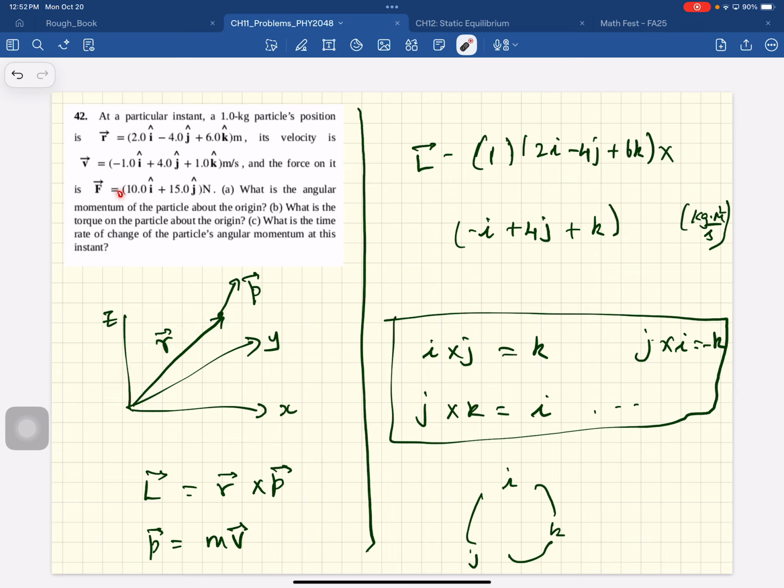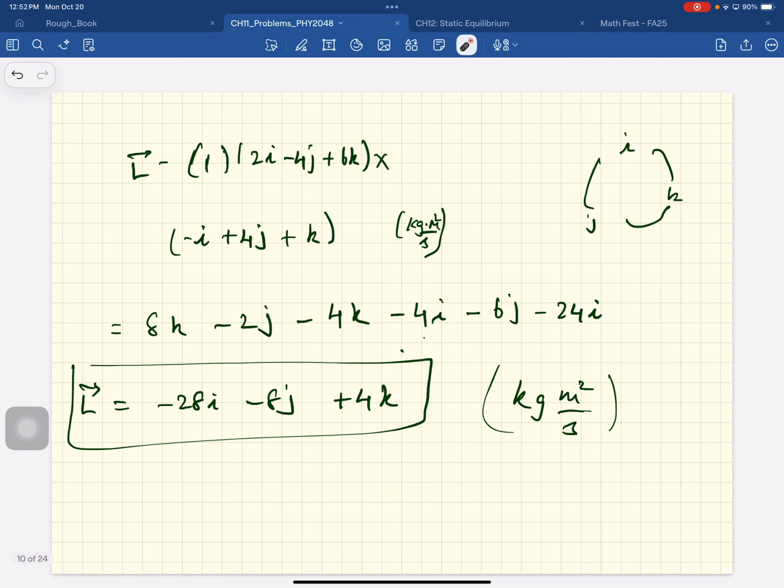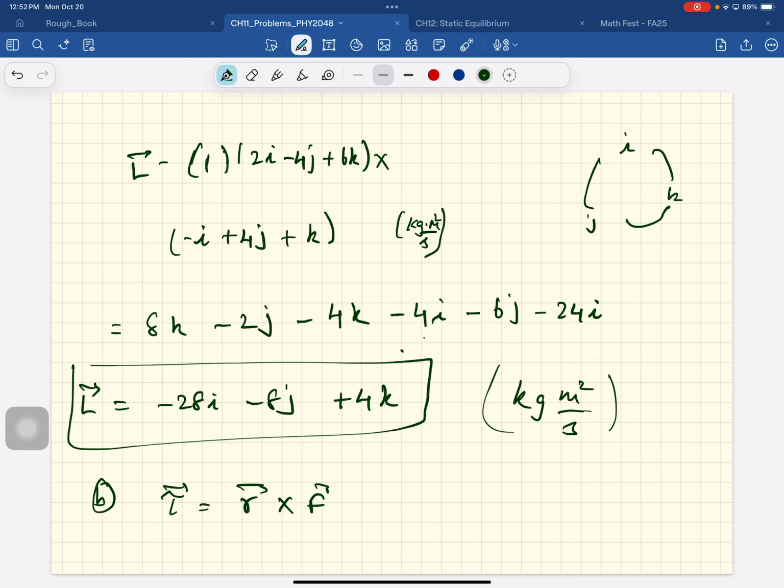What is the torque on the particle about the origin? There's a force acting on this particle, and we'll calculate the torque about the same point. Again, it's a cross product. Torque is r cross F. So if you're calculating the angular momentum about a given point, you want to calculate the torques about the same point.